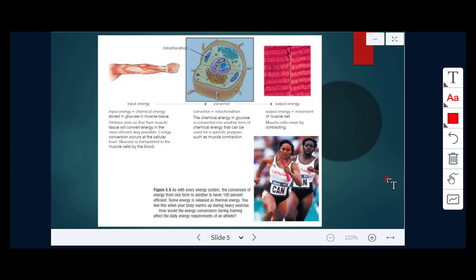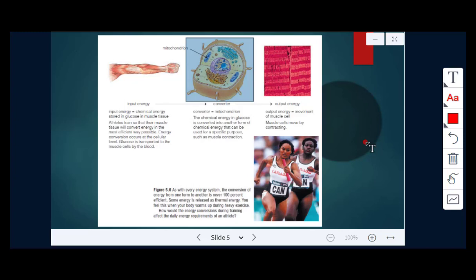So energy conversion occurs at the cellular level. Glucose gets transported to the muscle cells by the blood. The mitochondria in the cells is the converter. The chemical energy in glucose is converted into another form of chemical energy that can be used for a specific purpose, such as muscle contraction. And then the output energy here is the movement of the muscle cell. Muscle cells move by contracting.